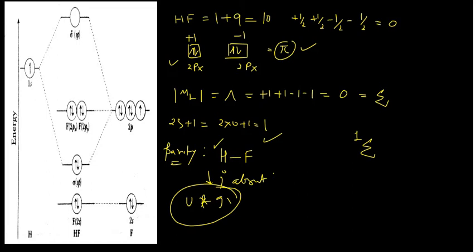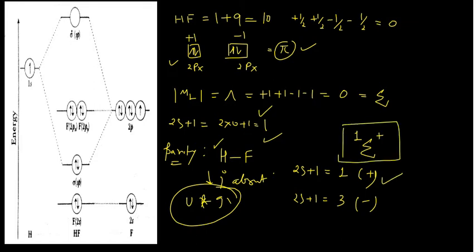Now the question is what you have to put here, plus or minus. I already told you, when 2S plus 1 equals 1, then you will put the plus sign over there. And whenever 2S plus 1 equals 3, then you will put a minus sign here. But in this case, 2S plus 1 equals 1, that means you have to put the plus sign. So this is the molecular term symbol of the HF molecule, 1 sigma plus.